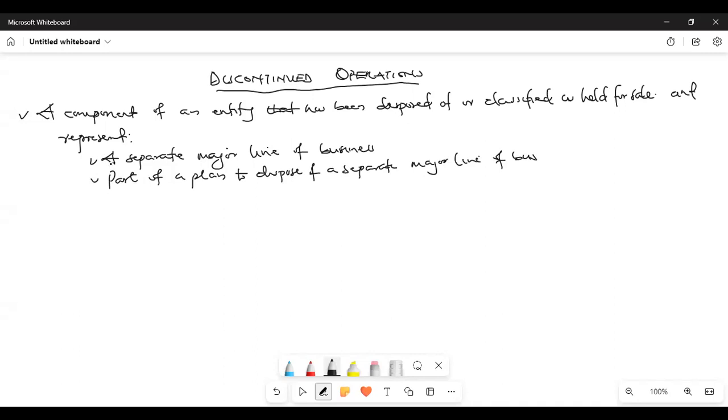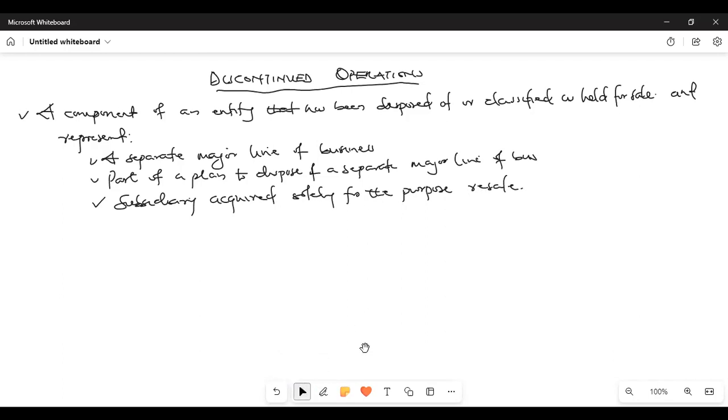All right, so it's either a separate major line of business or a plan, or, and this one you may meet when you come to level 3, a subsidiary you've acquired solely for the purpose of resale. So you buy the subsidiary solely for the purpose of resale. If it is like that, then it is classified as what? Discontinued operation.